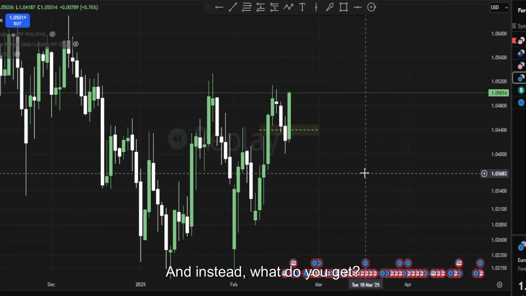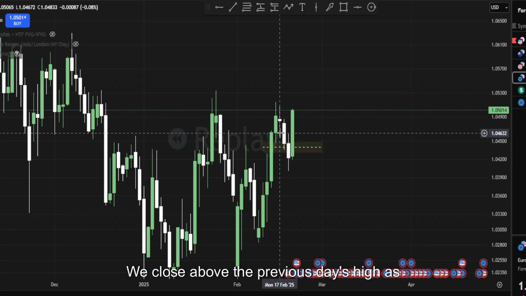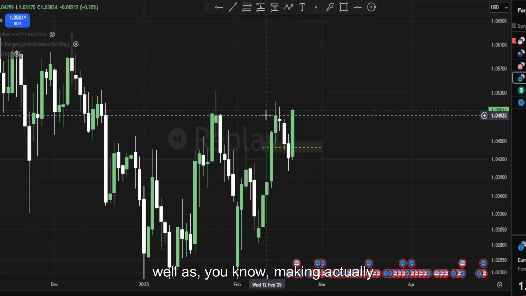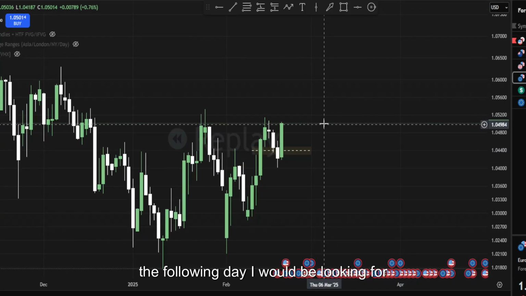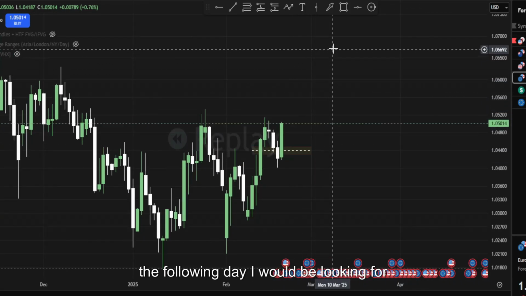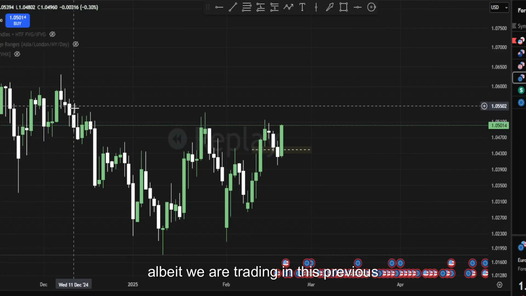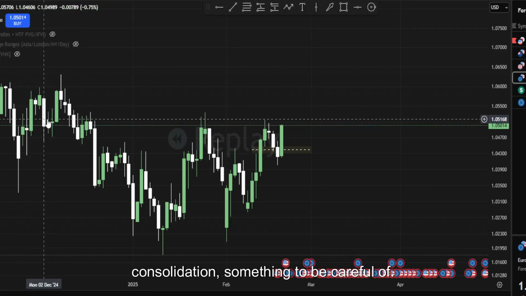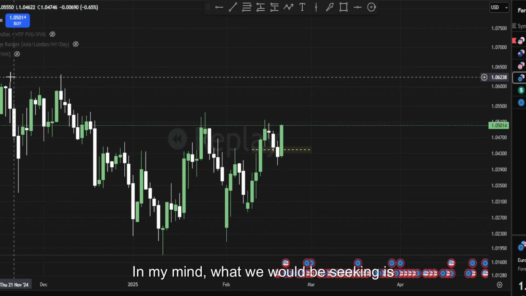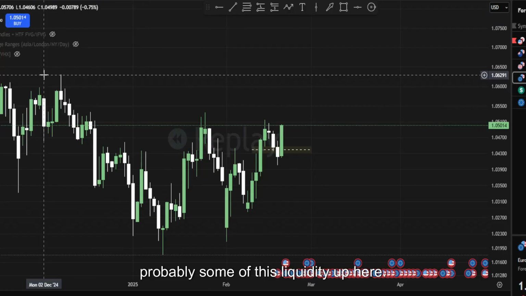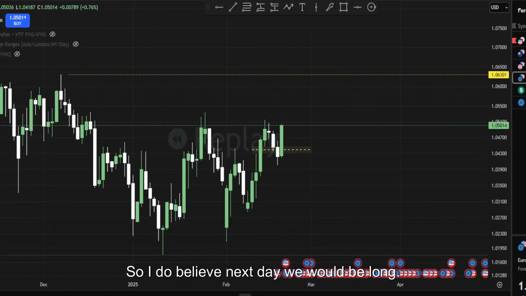And instead, what do you get? A large bullish candle. We close above the previous day's high, so very bullish. I would be expecting the following day, I would be looking for longs. Albeit we are trading in this previous consolidation, something to be careful of. In my mind, what we would be seeking is probably some of this liquidity up here. So I do believe next day we would be long.